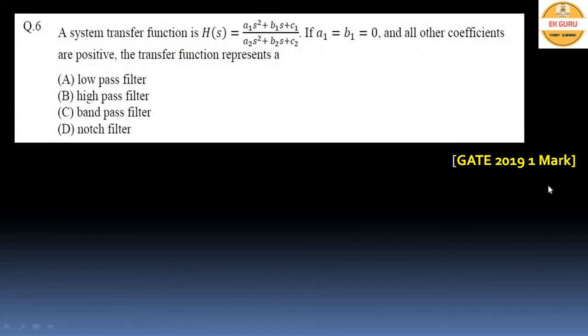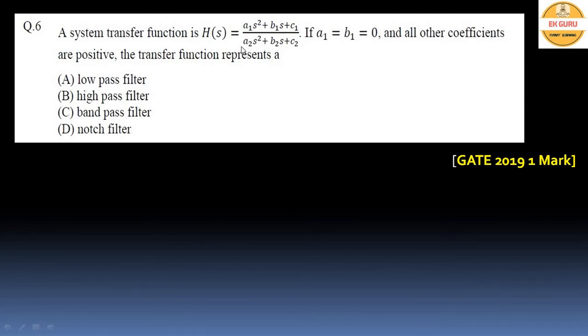Next we will see another question which was asked in the same paper, GATE 2019, 1 mark. This one is related to filters. A transfer function is given. If A1 is equal to B1 is equal to 0, that is, these two constants are 0 and all other coefficients are positive, the transfer function represents which filter? Low pass filter, high pass filter, band pass filter or notch filter.